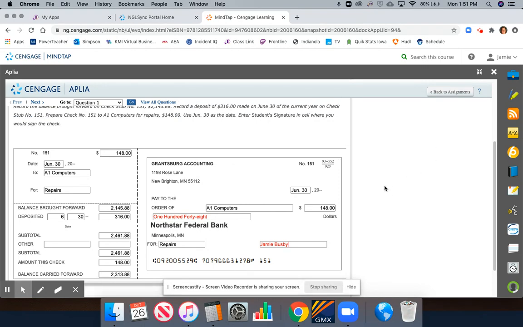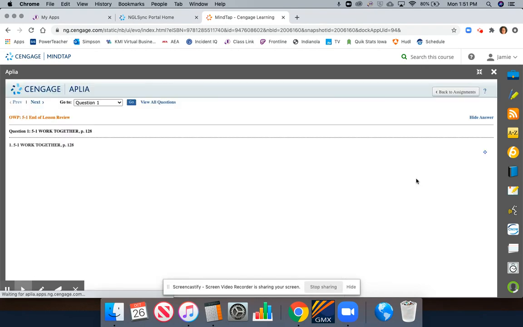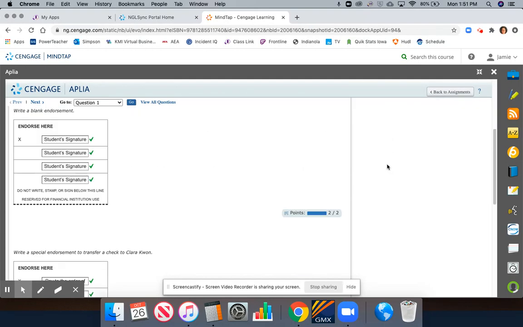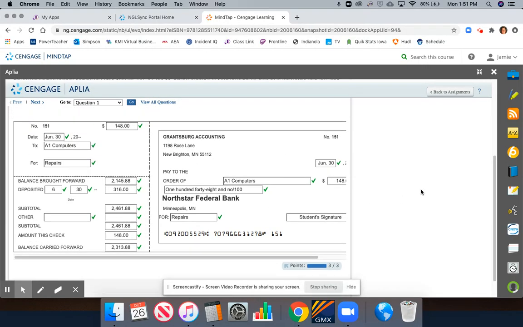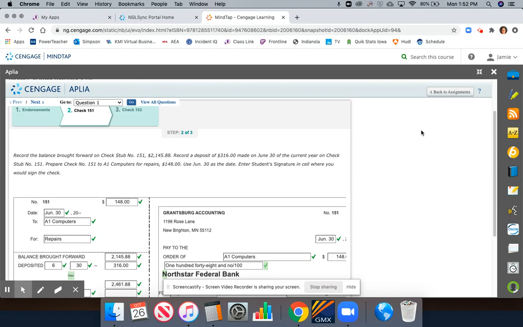So 148, that should look like, so it's important that we have 148 and, they spell out the and instead of the and sign like I was trying to do, and no 100, meaning that we have no change. So that is what check 151 looks like.